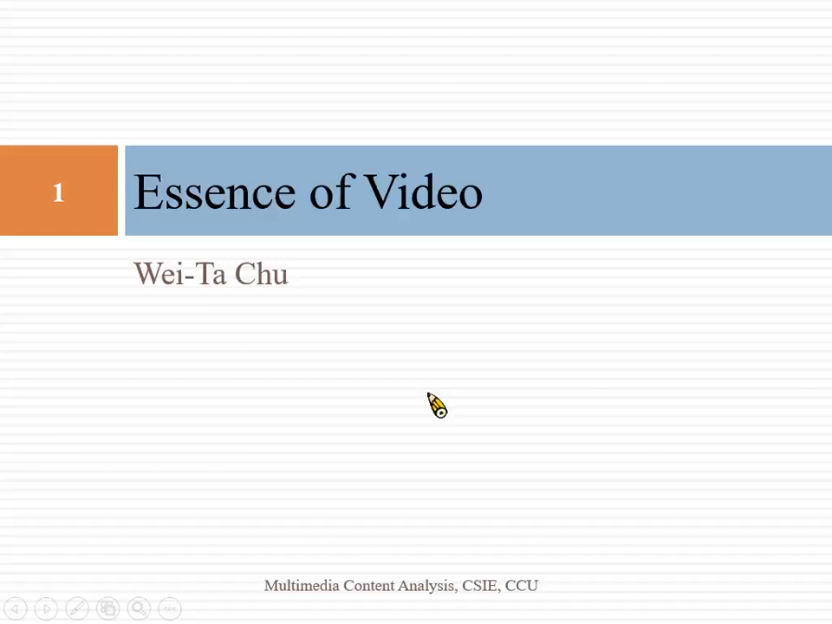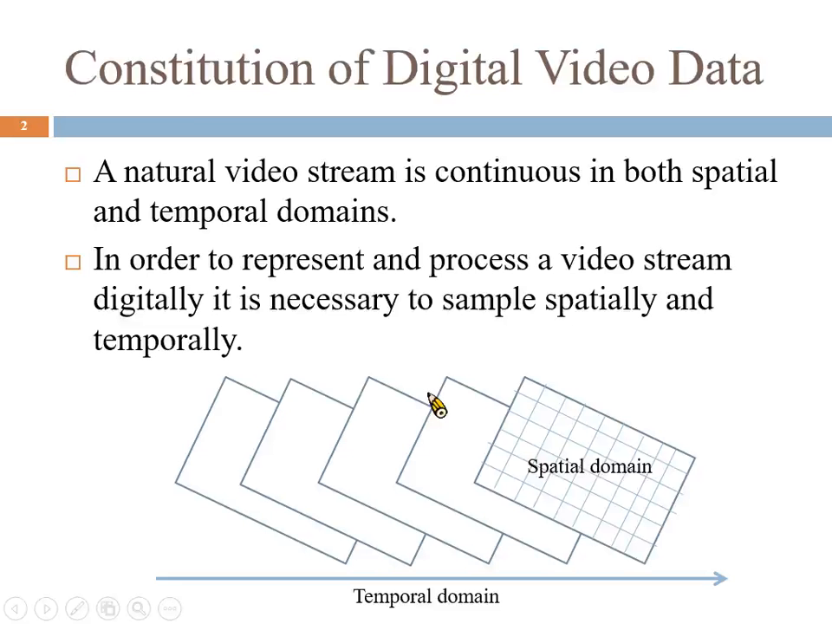In the following slides, we will describe the basic element of videos. So we will briefly introduce how a video is constructed, how do we describe the elements in videos, and how do we represent the characteristic of a video. So basically, video is a sequence of images. A natural video stream is continuous in both spatial and temporal domain.